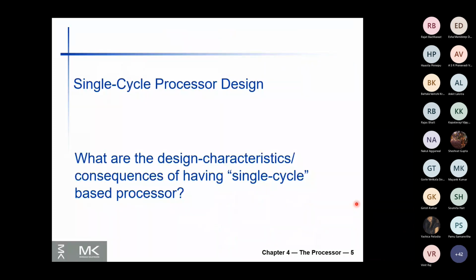Well, so as we have said, this is a single cycle processor design. So what are the design characteristics and consequences? What does it mean that it's single cycle? We have just talked about that there are 5 stages in the MIPS instruction: fetch, decode, and so on. So when I say that it's a single cycle processor, what does it mean?